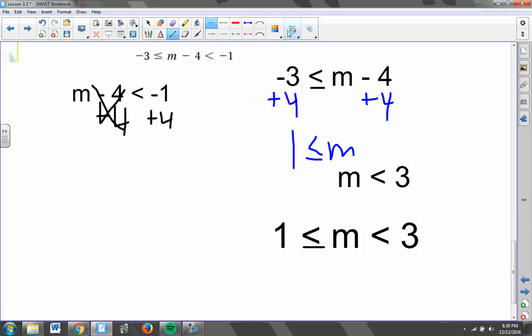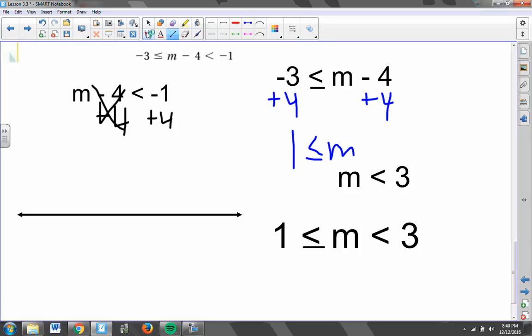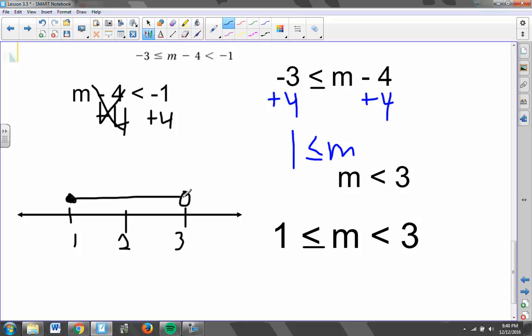And then, of course, I can graph this inequality. All right, so here's 1, here's 2, here's 3. At 3, I have an open circle because there's no equal to line. At 1, I have a closed dot because there is an equal to line. And because this was the combination, the and inequality, I go between. Because m's got to be bigger than 1, but smaller than 3.